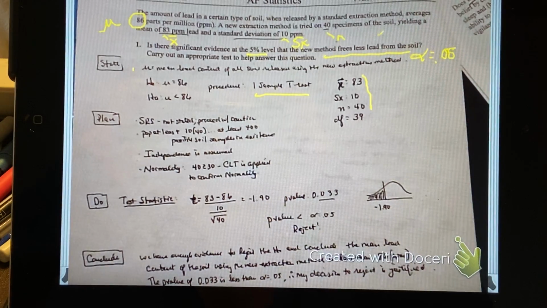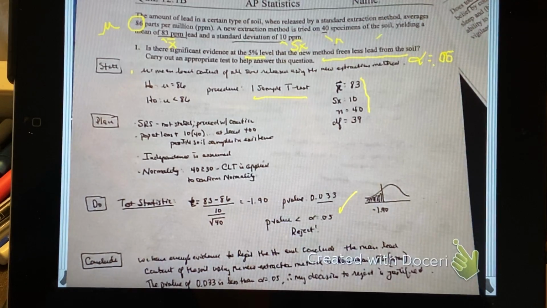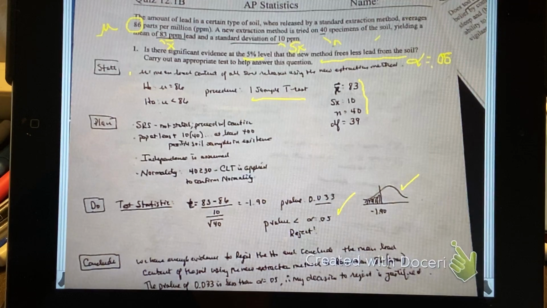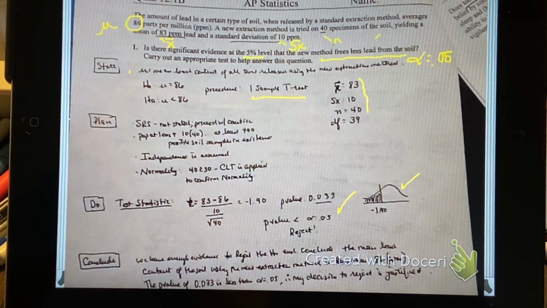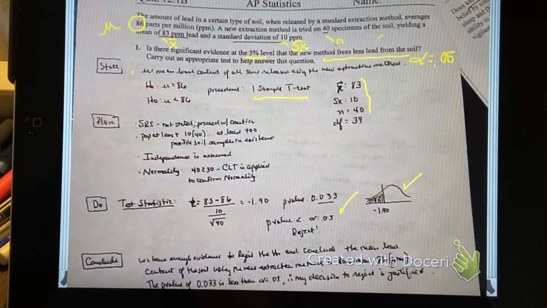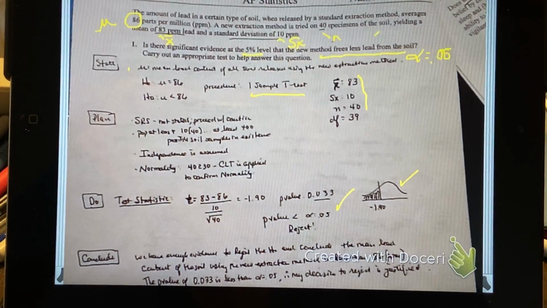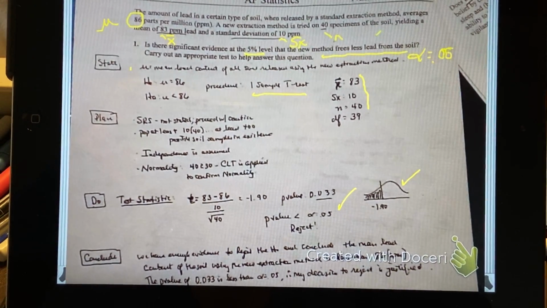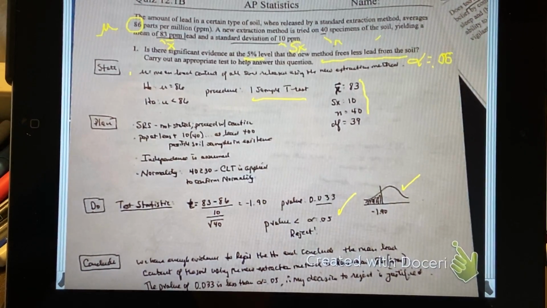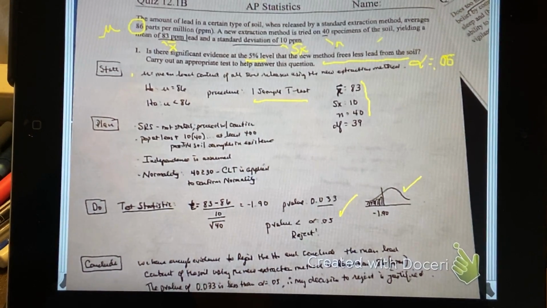Well, comparing 0.033 to alpha, 0.05, yes, it was indeed smaller than 0.05, so I get to reject it. So don't forget my sketch. And so, conclusion: we have enough evidence to reject the null and conclude the mean lead content of the soil using that new extraction method is less than 86 parts per million. And I just justified that the p-value was less than 0.05, so that's why I get to reject it. Okay? So hopefully not too much confusion on any of that.